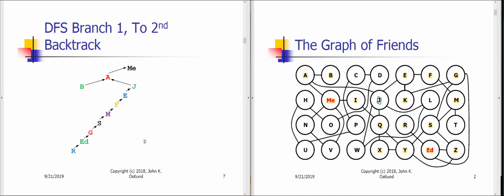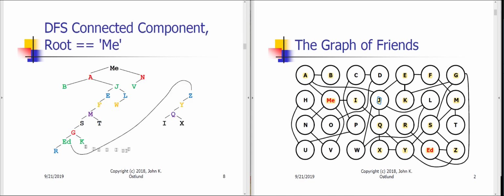And this backtracking continues, so we end up with our entire tree looking like this. When we backtrack to Ed, we find Z as an unvisited neighbor. From there, we visit Y, Q, I, backtrack to Q and visit X. Then we have to backtrack all the way up to G and visit K.